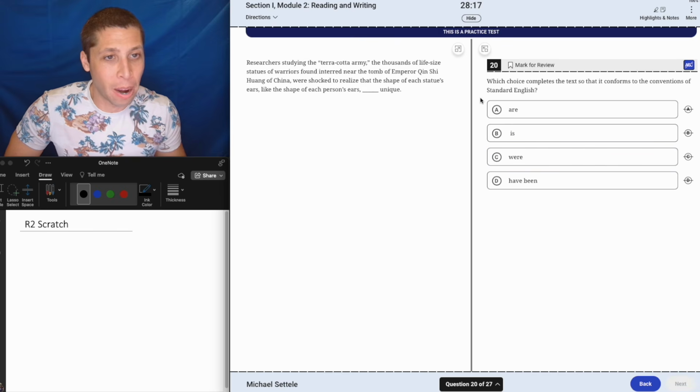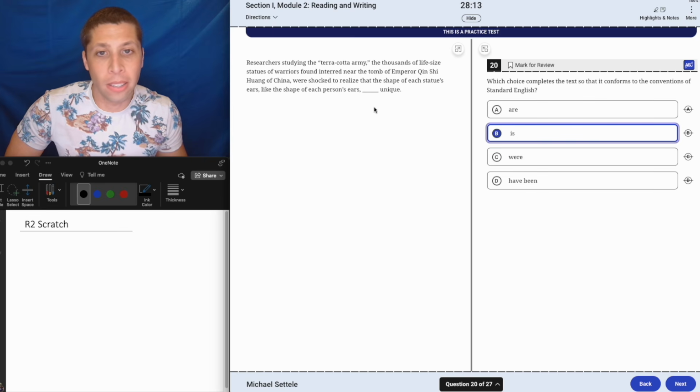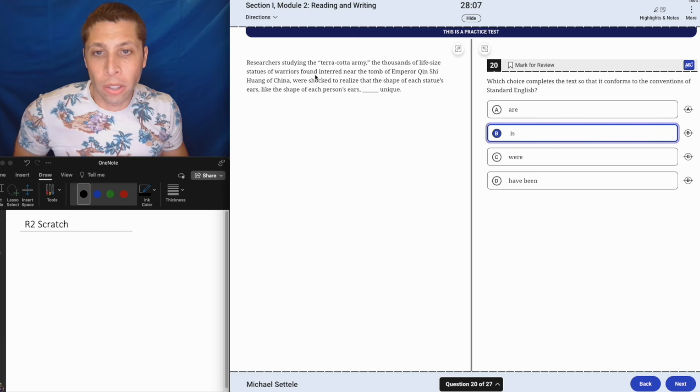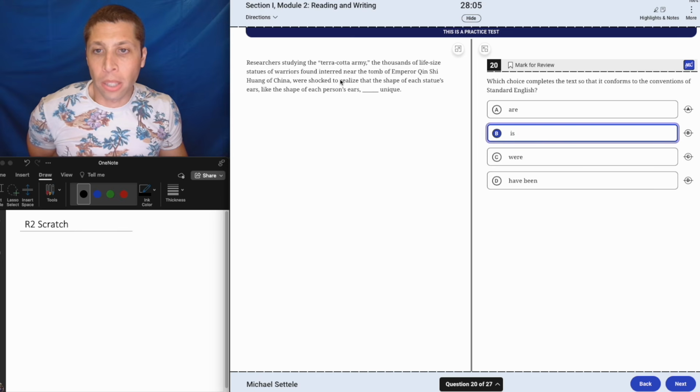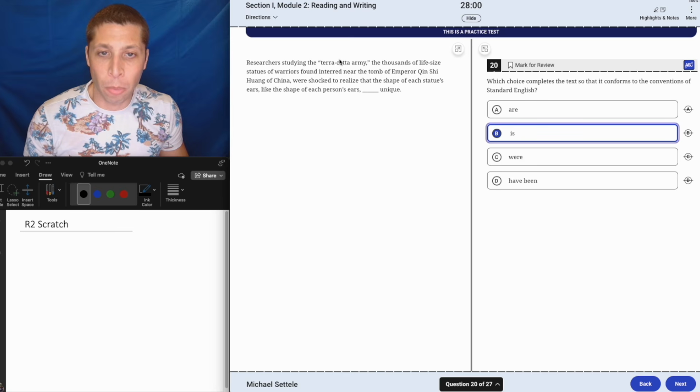Really sneaky. These are hard grammar. Plural, plural, plural, or plural, singular, plural, plural. So it's probably this. Let's double check. Yeah, I've seen this question. Researchers studying the Terracotta Army, the thousands of life-size statues of warriors found interred near the tomb of Emperor Qin Shi Huang of China, were shocked to realize that the shape of each statue's ears, like the shape of each person's ears, is unique. The shape is unique.